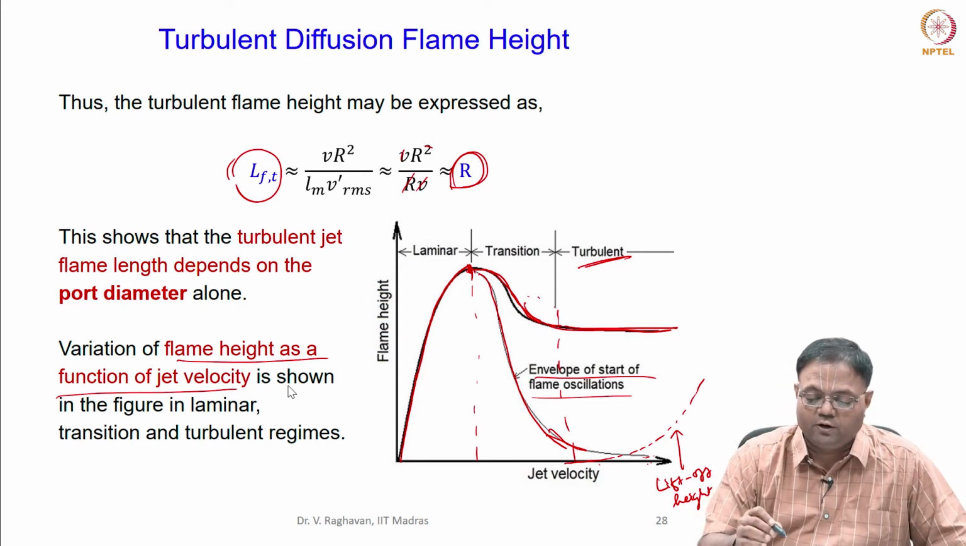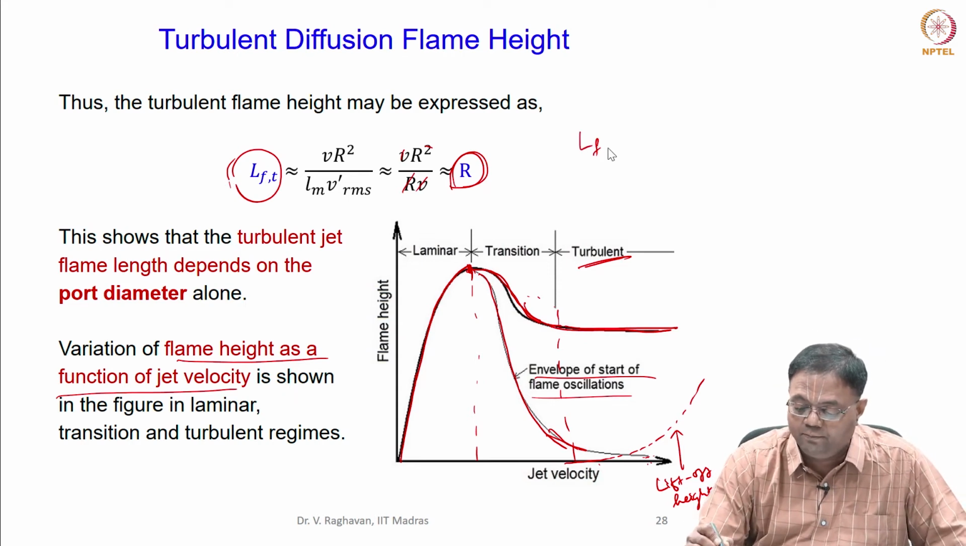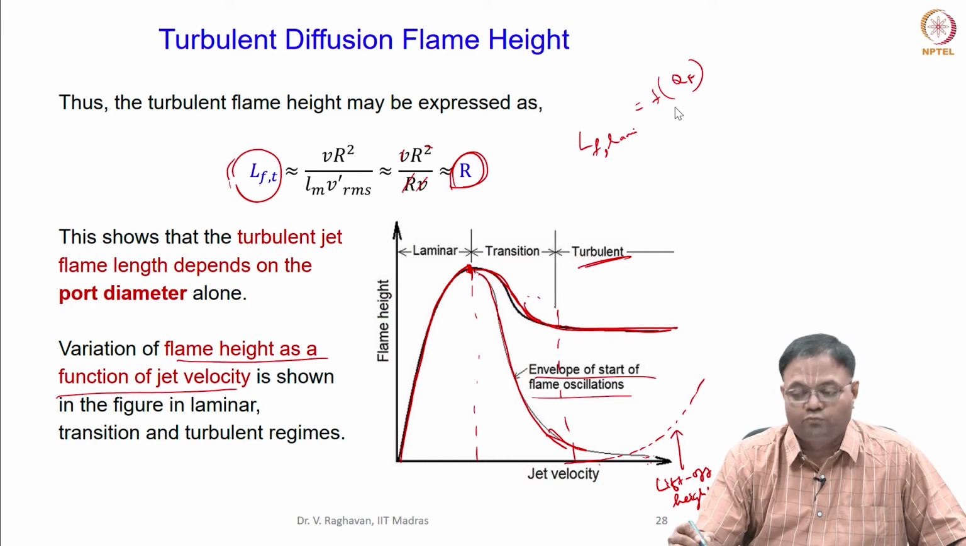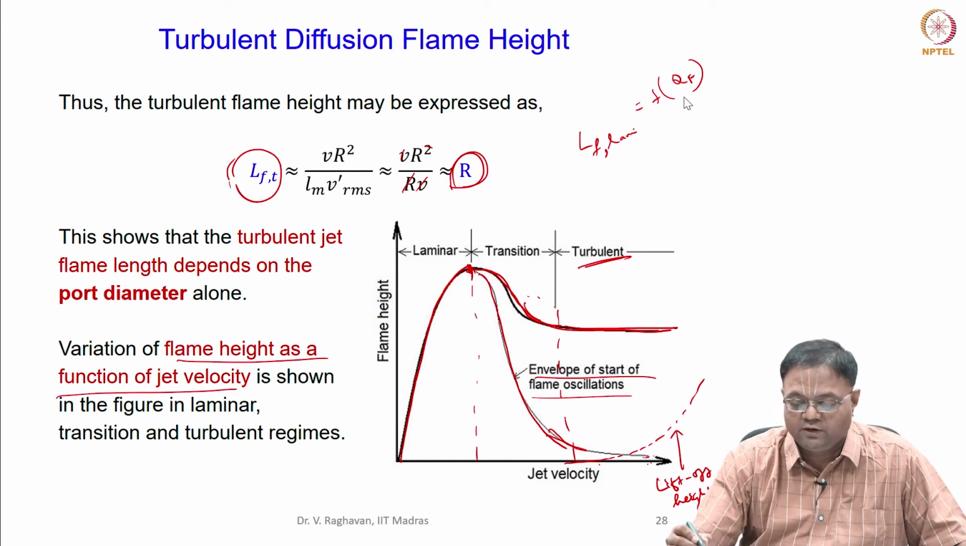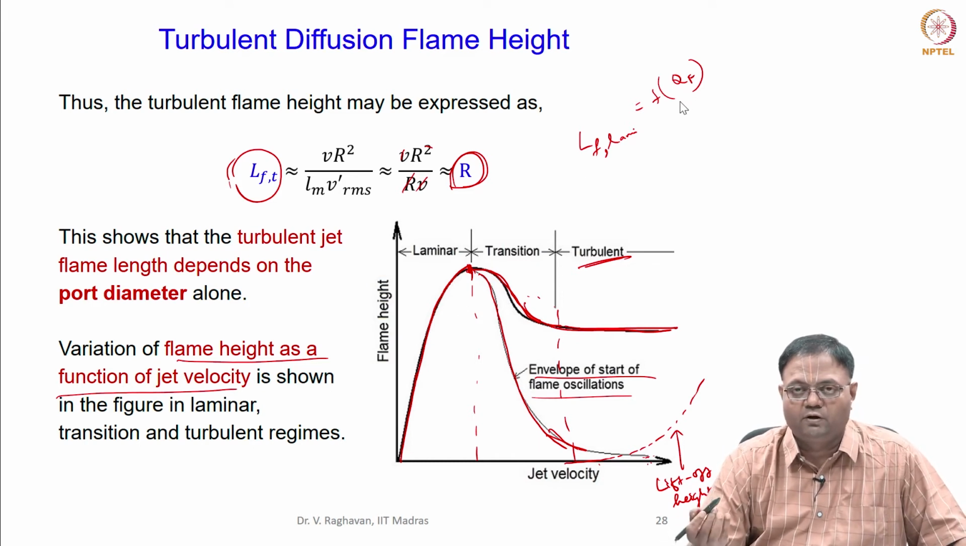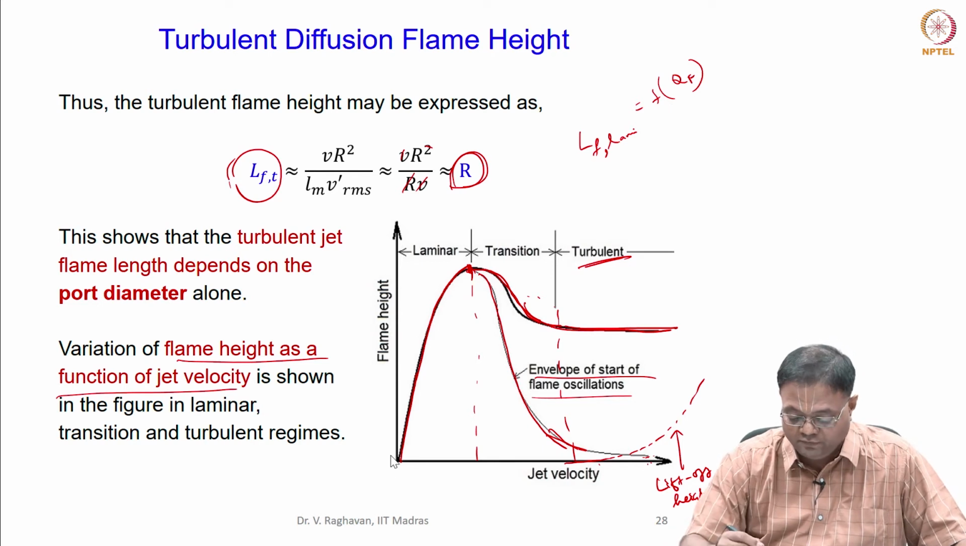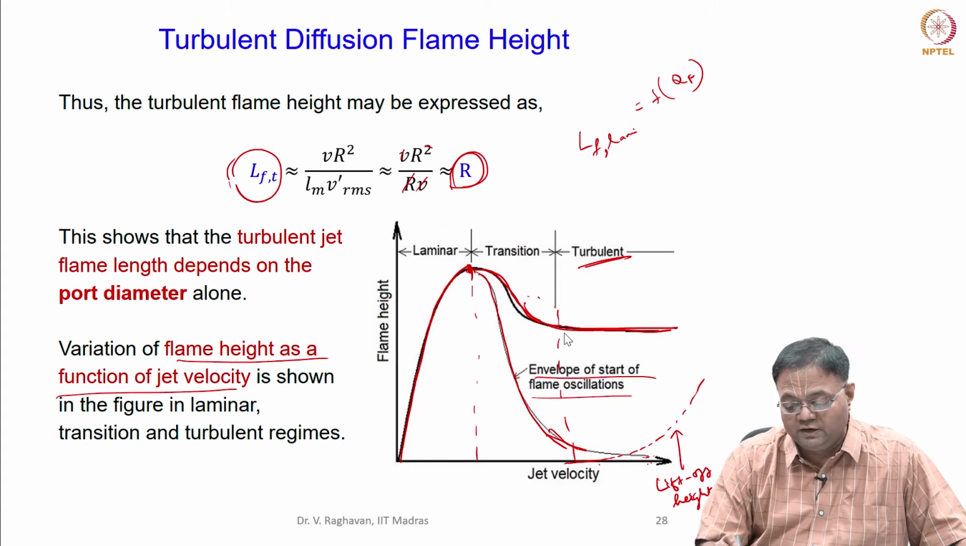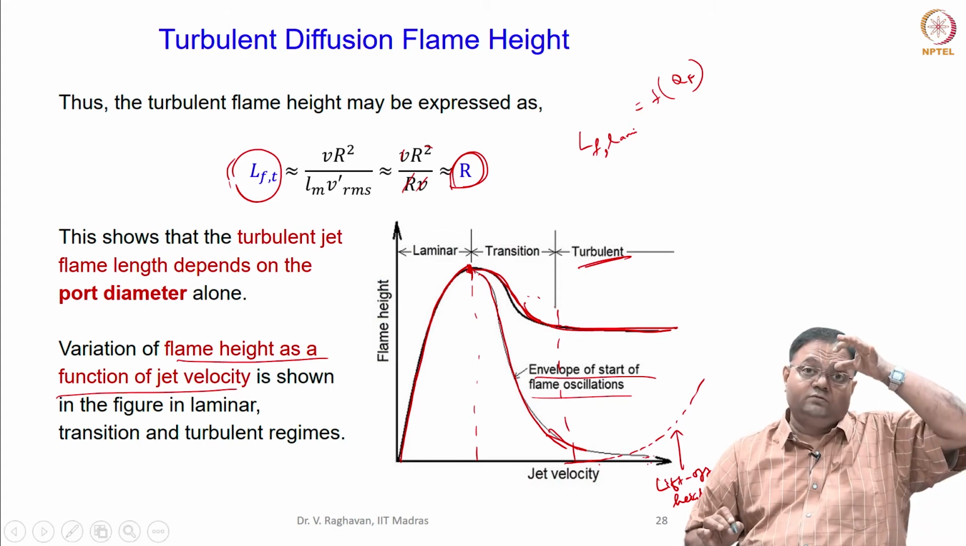So this is very important to understand that the laminar flame height will be a function of QF. As QF increases or velocity increases, keeping a constant burner diameter, the flame height increases. In the transition zone it decreases, and in the turbulent zone it is almost constant.